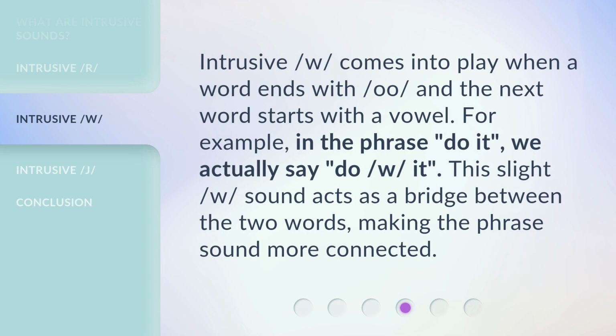Intrusive W comes into play when a word ends with "oo," and the next word starts with a vowel. For example, in the phrase "do it," we actually say "do-w it." This slight W sound acts as a bridge between the two words, making the phrase sound more connected.